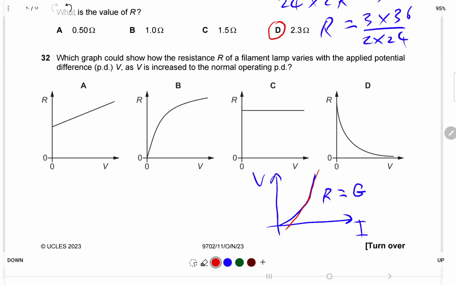Option A, we have resistance is increasing. So option A is correct. Option B, resistance is increasing to become constant at the end here. The line is almost becoming horizontal. This is incorrect. Option C, resistance is constant, and this is incorrect. Option D, resistance is decreasing, and this is incorrect.